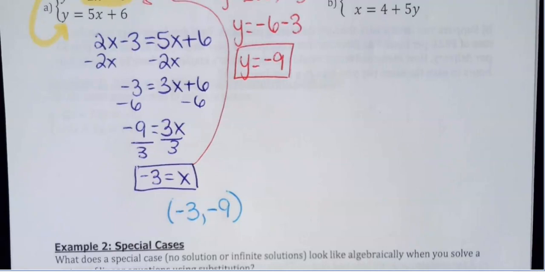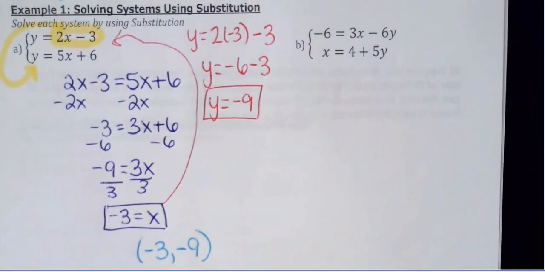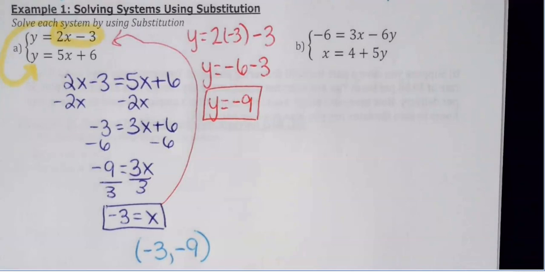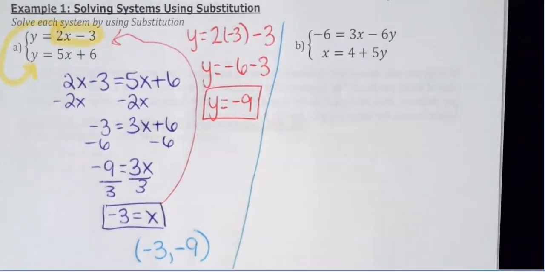Okay, now the one next to this just looks totally different, but it's also kind of set up to be a situation where substitution might be a quick way to solve the system. So I've got the first equation, negative 6 equals 3x minus 6y. And then my other equation, I have x equals 4 plus 5y. If you were going to try and solve that using substitution, can anybody raise your hand? Like, how would you go about it, or what would you substitute if you were going to try and solve that second system?